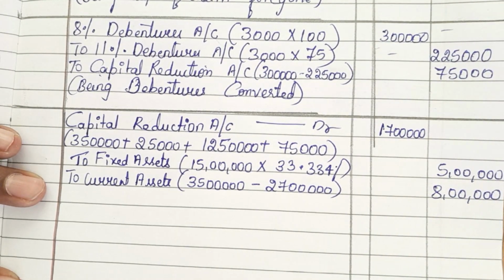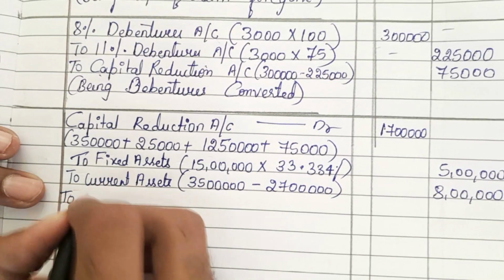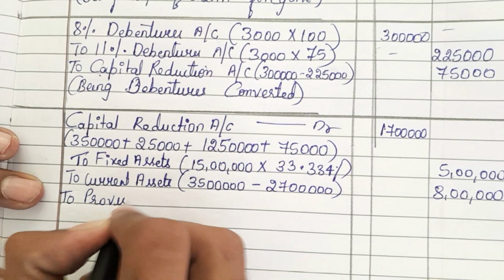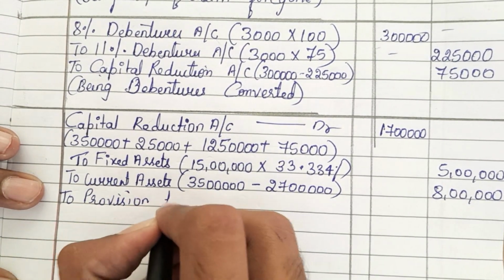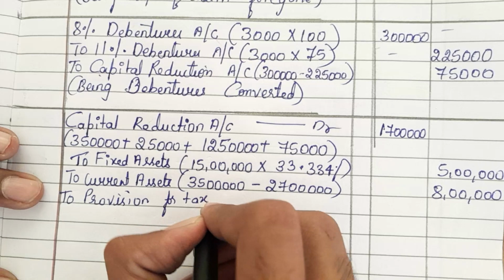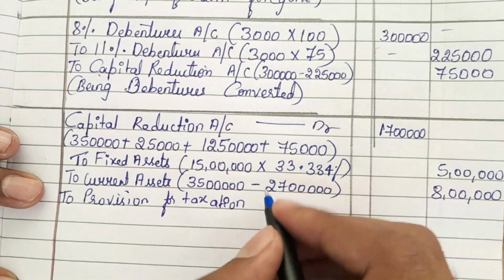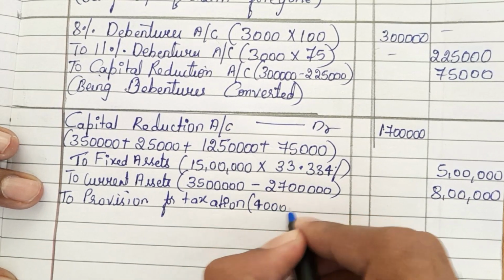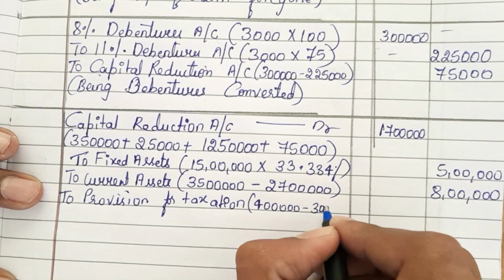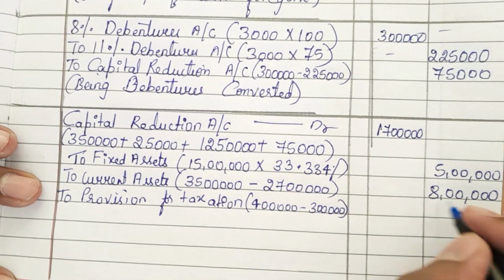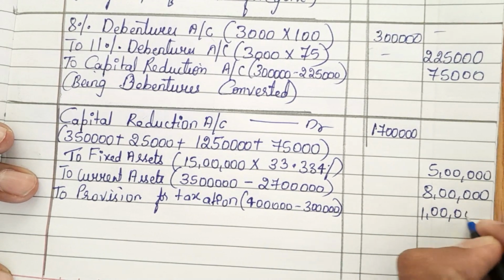Next we have tax liabilities settled at 4 lakh. So the provision for taxation has been settled at 4 lakh. So 4 lakh we have settled, but in the balance sheet it is 3 lakh. So minus 4 lakh and 3 lakh, you will get 1 lakh.